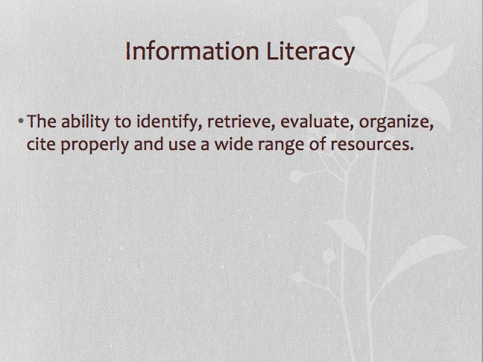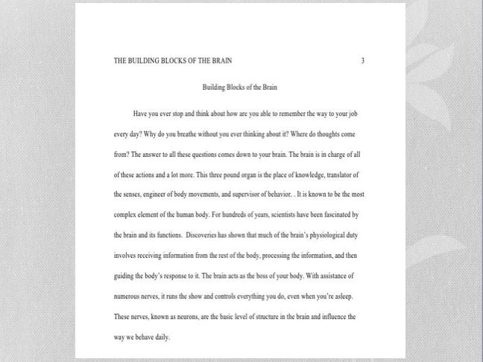The definition of information literacy is the ability to identify, retrieve, evaluate, organize, cite properly, and use a wide range of resources. The example I'll be using for information literacy is my research paper for my psychology adult development and aging class. It's about the brain and its parts and its function.